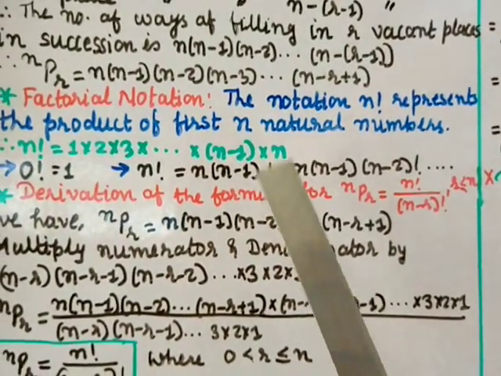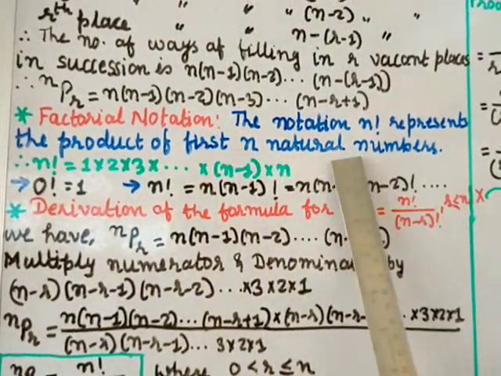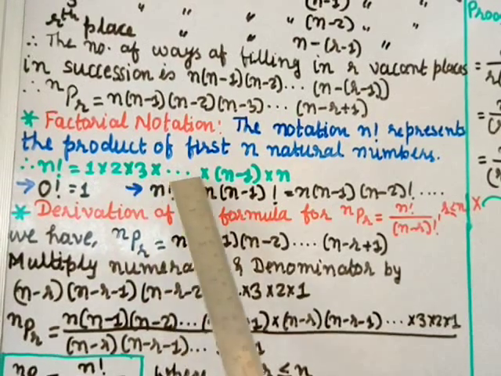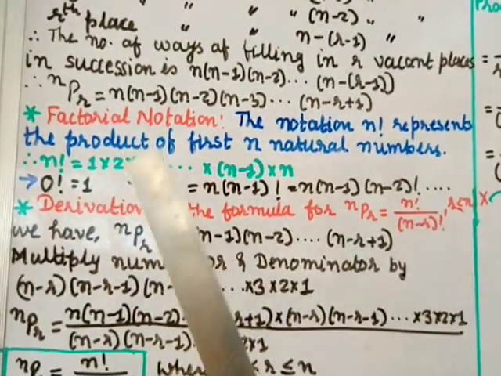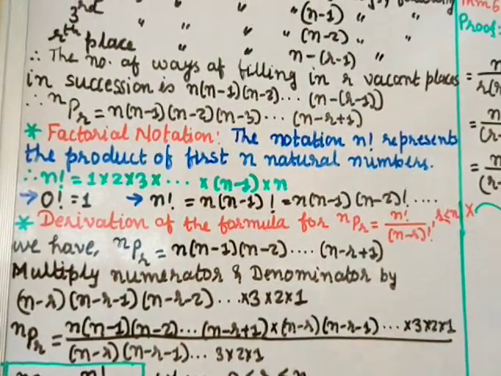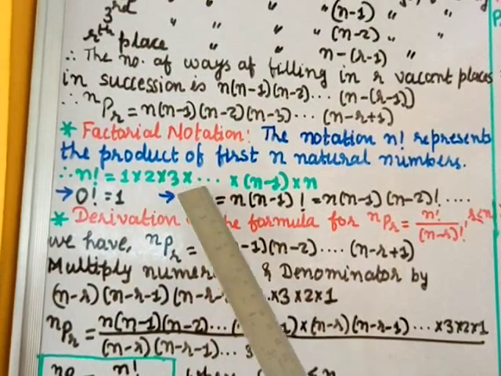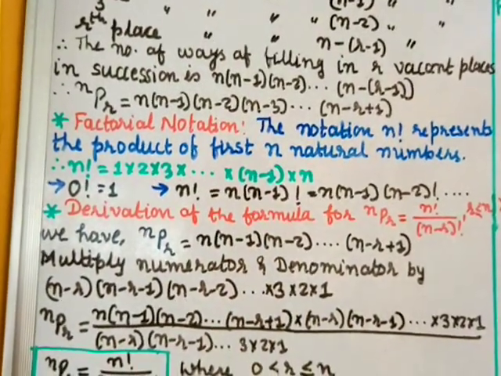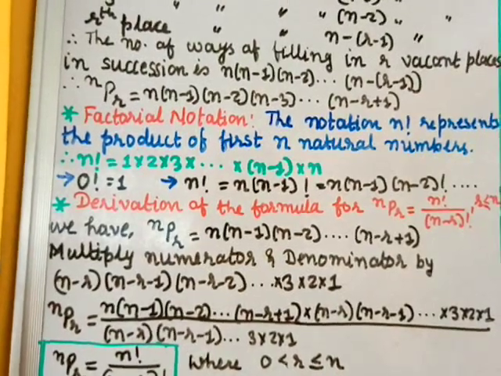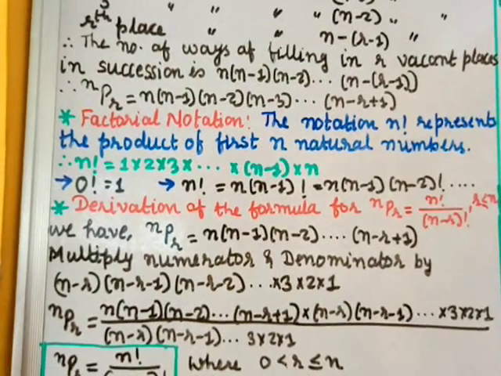Factorial notation. The notation n factorial represents the product of the first n natural numbers. That is, n factorial is equal to 1 into 2 into 3 up to (n minus 1) into n. We read this sign as factorial. Suppose you have 3 factorial, then you can write 1 into 2 into 3. Suppose you have 5 factorial, you can write 1 into 2 into 3 into 4 into 5. So that is a factorial.